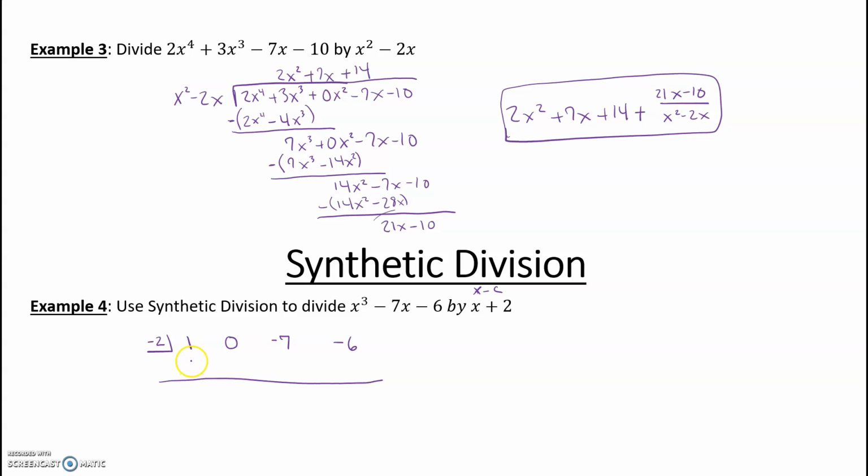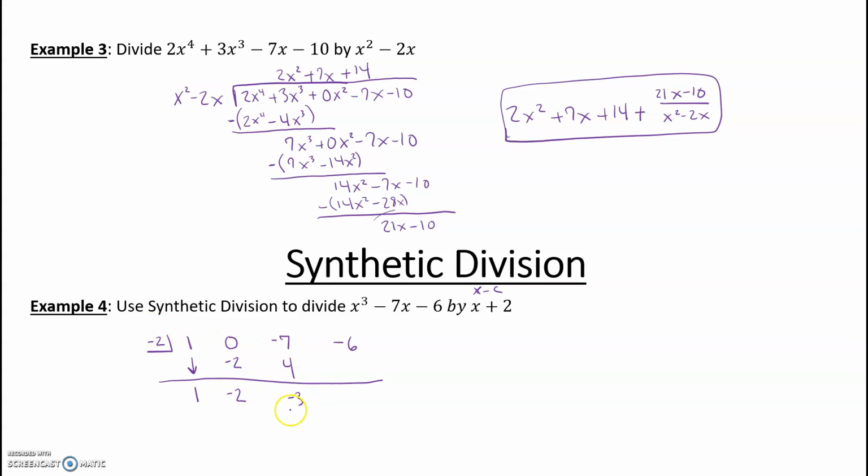Synthetic division, you do the same thing over and over. So your first step is always drop down the first one. So we're going to bring down that 1. And then you multiply, add, multiply, add, multiply, add until you finish. So when I say multiply, negative 2 times 1 gets me negative 2. And when I say add, 0 plus negative 2 is negative 2. Multiply, negative 2 times negative 2 is positive 4. And add, negative 7 plus 4 is negative 3.